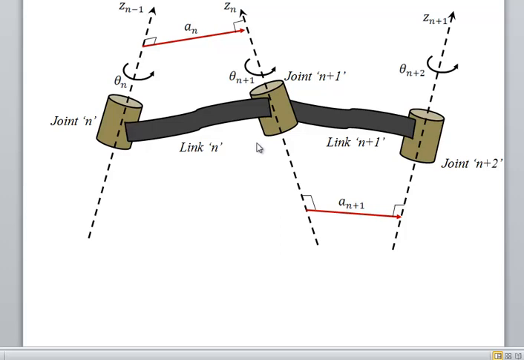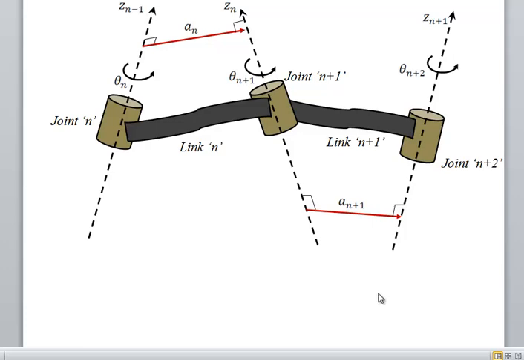Generally in that case, what people follow as a rule is they will always try to keep the common normal in such a direction that it is the same as the previous one. Suppose Zn and Zn plus 1 would have been parallel, then I would have chosen an plus 1 to be from this point to the next point, and that is important.